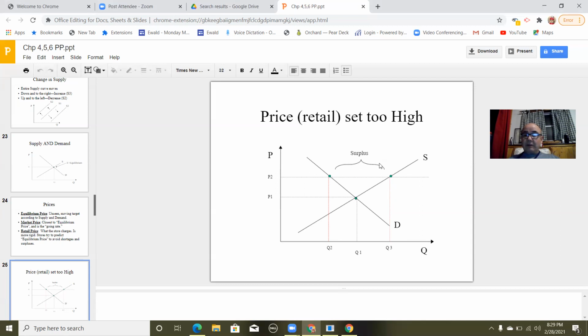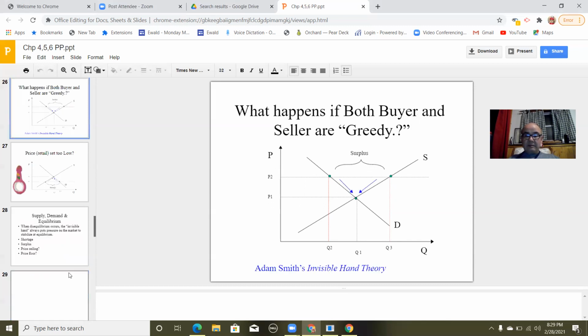I don't know what this gap represents yet, but if we were to switch to the next slide here, you would see what normally happens when a store has too much supply of something. If there's a surplus, they accidentally set the price too high. Supply will be high, demand will be low, and this is where Adam Smith's invisible hand theory comes into play.